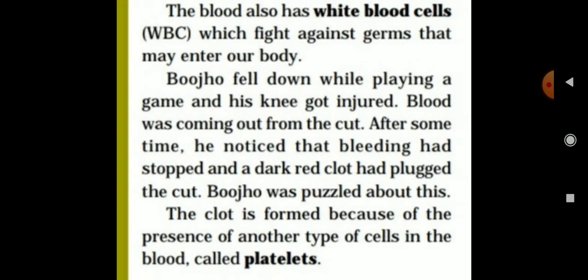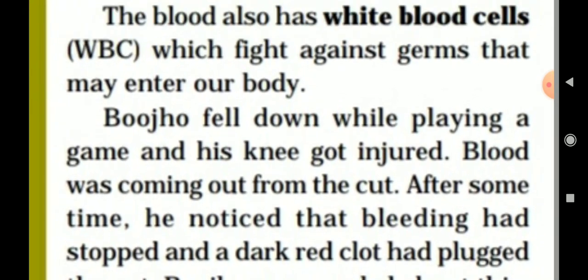Next, the blood has three types of cells: RBC, WBC, and platelets. RBC means red blood cells. The red blood cells are red in color because they contain hemoglobin pigment. That's all. Next, WBC.